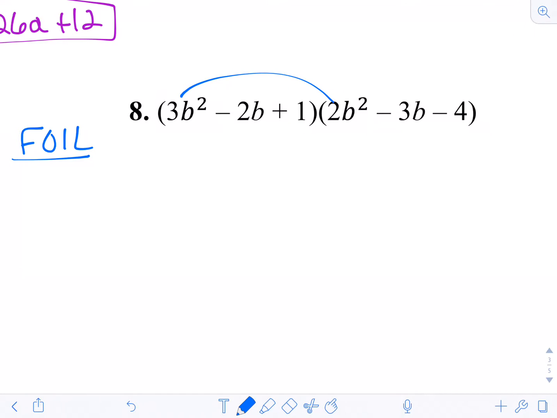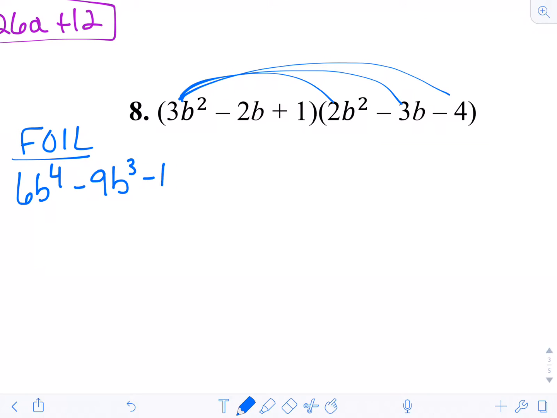So I'm going to distribute this 3b squared to everything inside. So 3 times 2 is 6. B squared and b squared is b to the 4th, because remember, when you multiply, you add your exponents. 3 times negative 3 is a negative 9. B squared times b is b cubed. 3 times negative 4 is negative 12, and you just have a b squared.